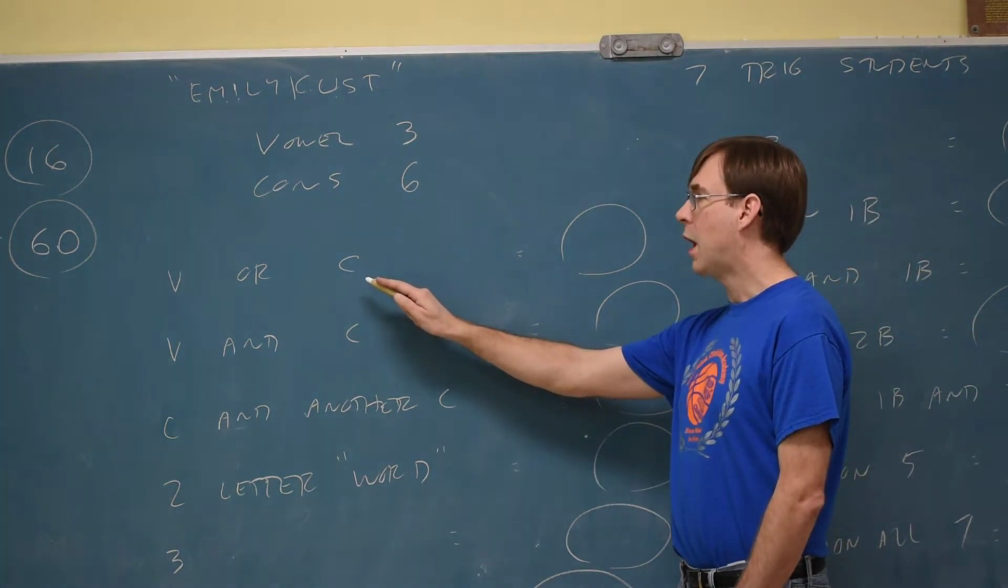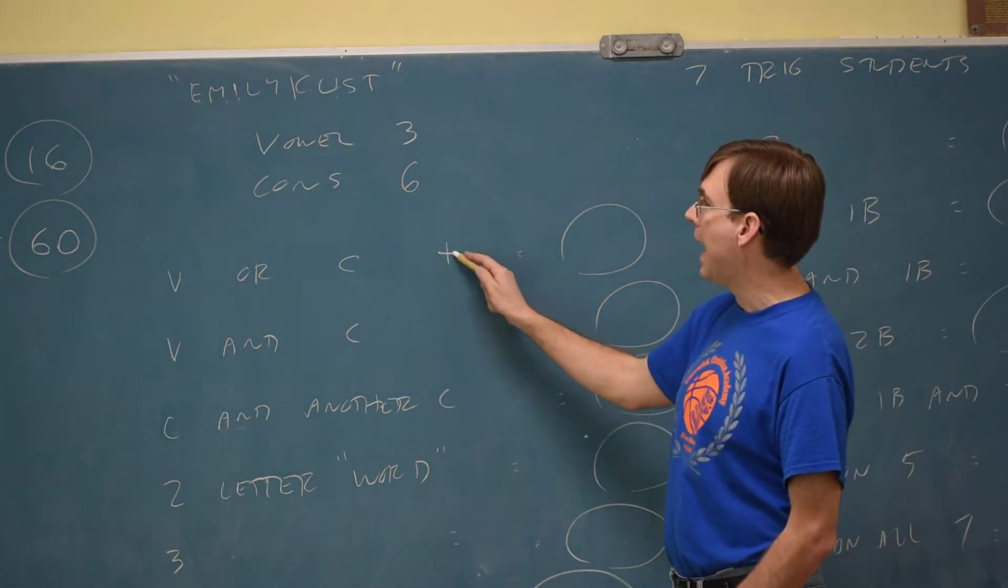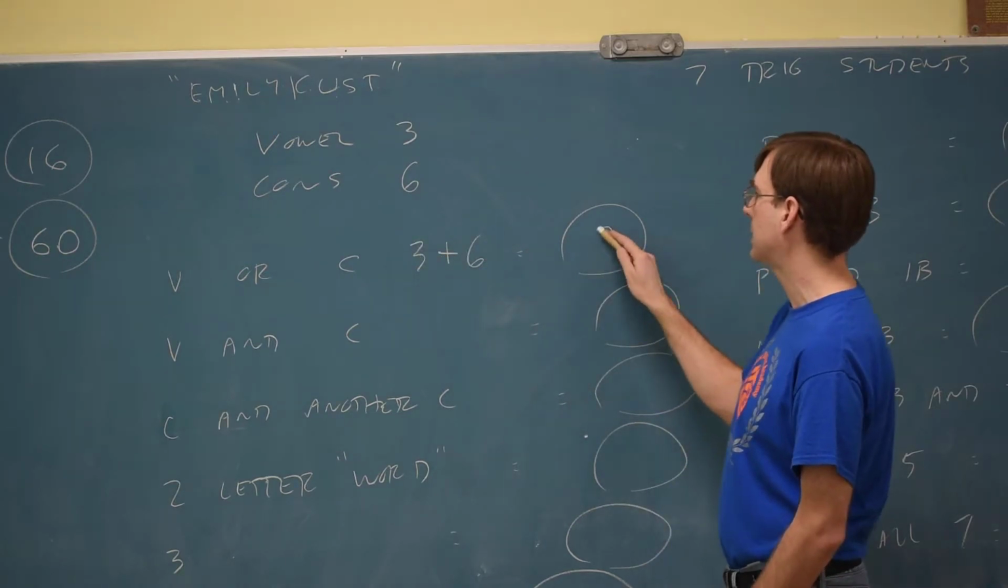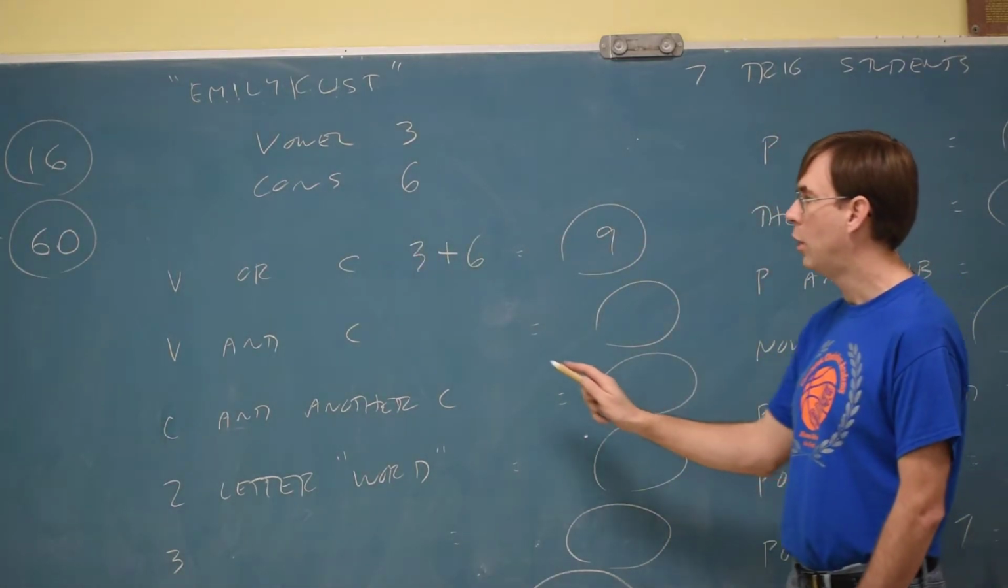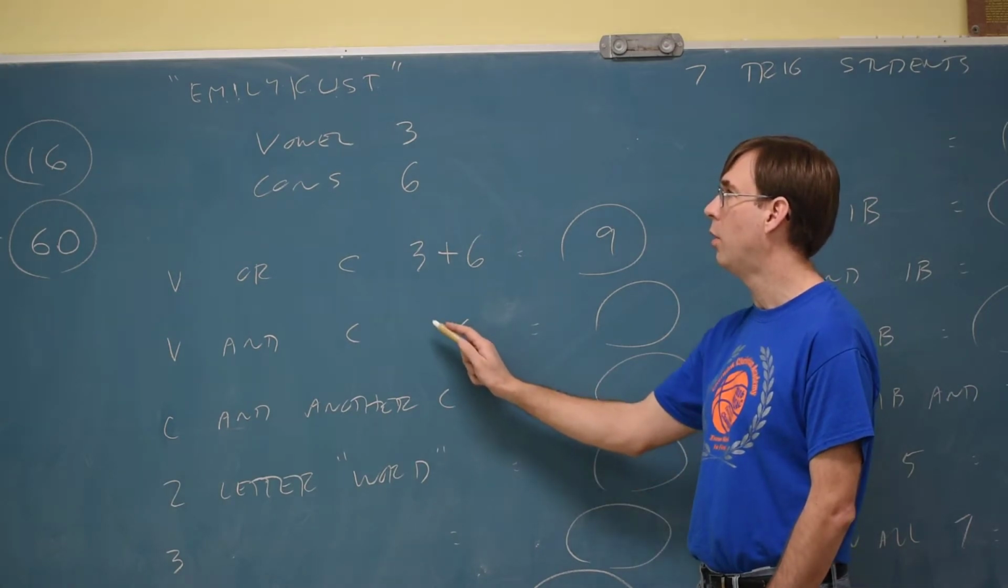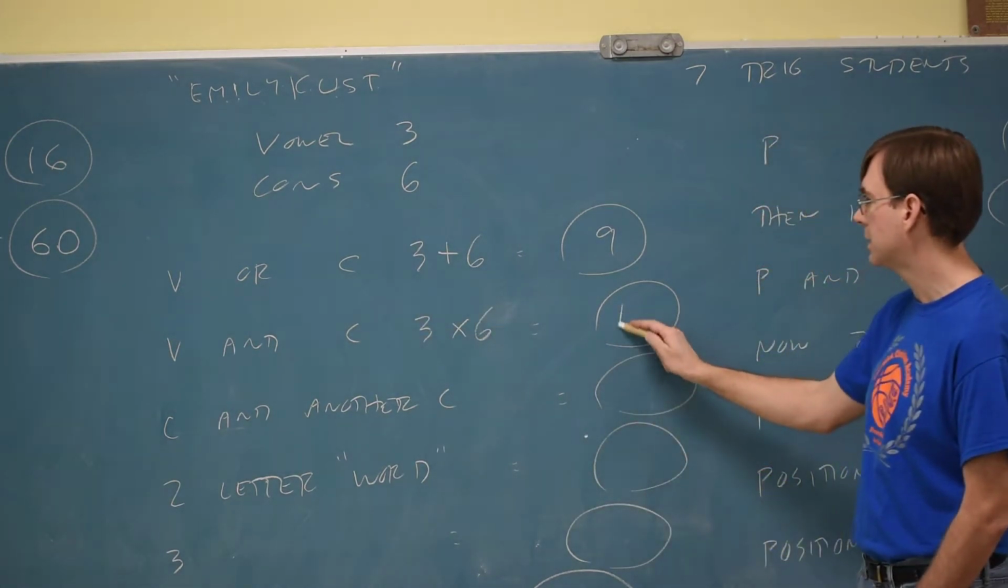Well, vowels or consonants would be an add. 3 plus 6 is 9. Vowel and consonant is a multiply. 3 times 6 is 18.